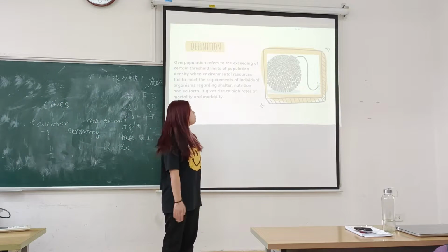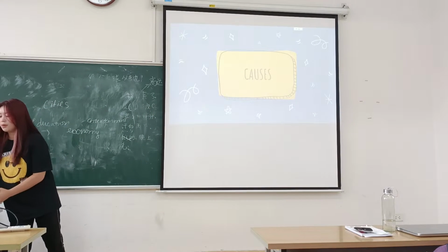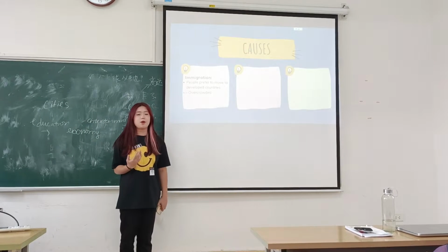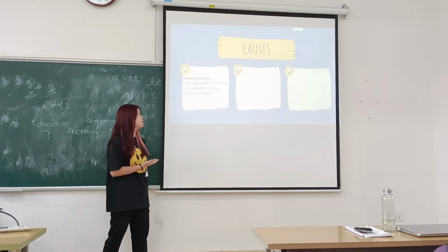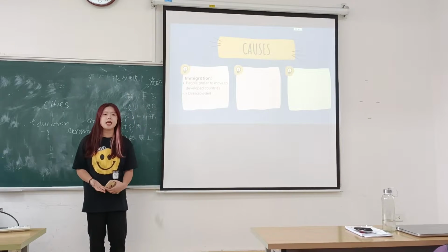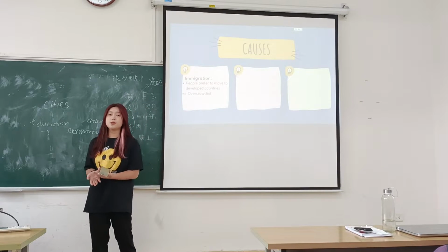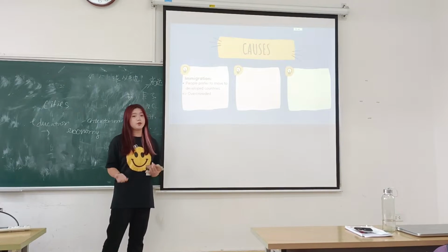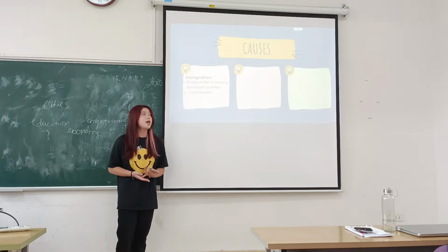And I'm going to talk about the causes of overpopulation in big cities. The first cause I want to mention is immigration. Many people prefer to move to developed countries like the US, UK, Canada, and Australia, where the best facilities are available, such as medical, education, security, and employment, which make the places crowded.